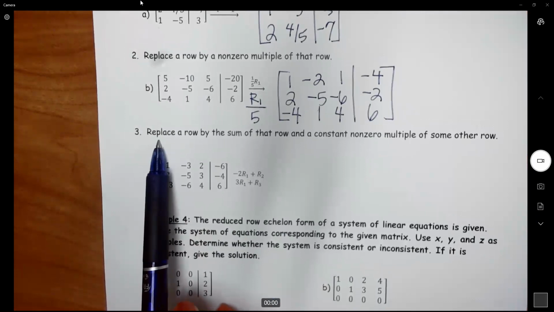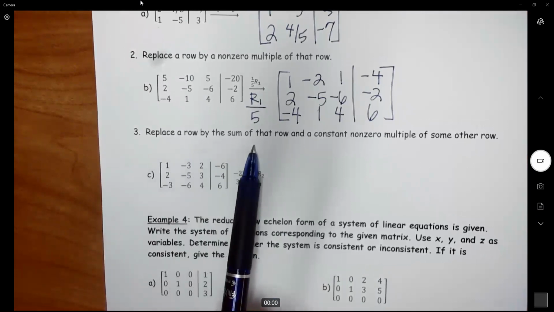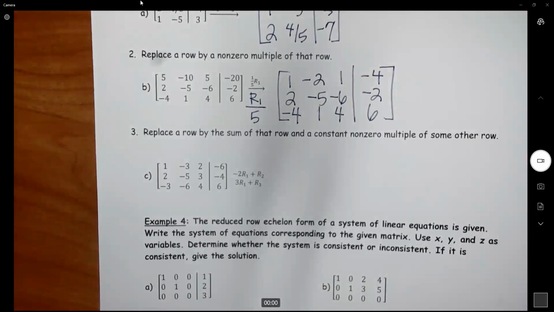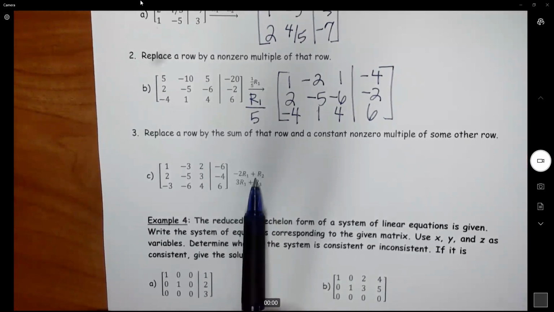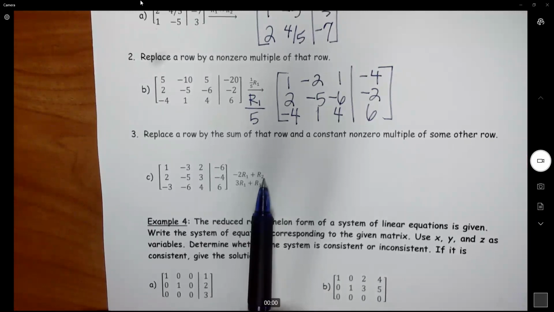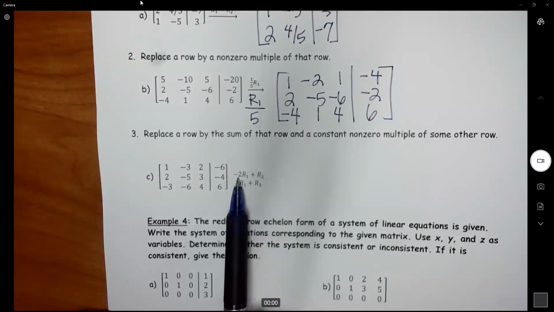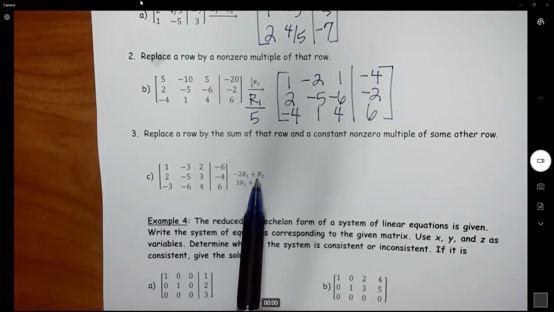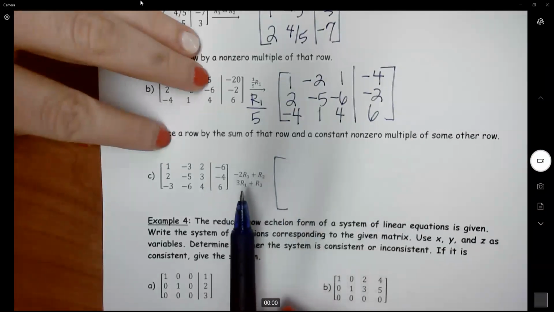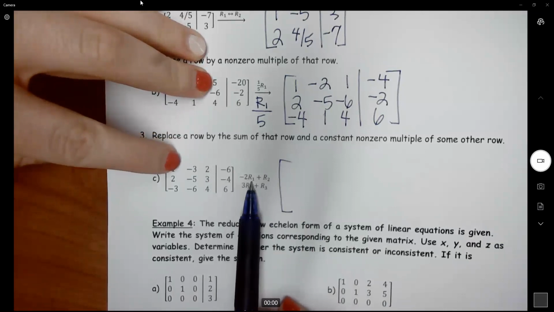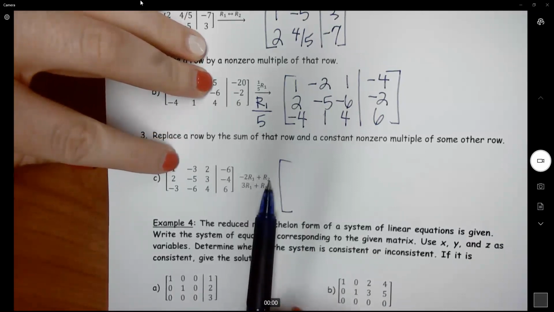The third row operation is to replace a row by the sum of that row and a constant non-zero multiple of some other row. Here's what your notation is going to look like: -2R1 + R2. What they are saying there is take your row 1, multiply it by -2, and then add that to row 2, and that becomes your new row 2. So -2 times my row 1, and then add it to row 2.